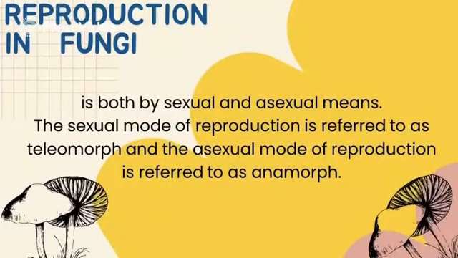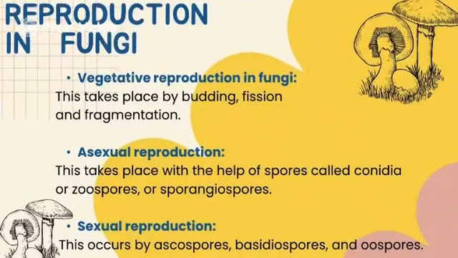Reproduction in fungi is both sexual and asexual. The sexual mode of reproduction is referred to as teleomorph, and the asexual mode of reproduction is referred to as anamorph. Vegetative reproduction in fungi takes place by budding, fission, and fragmentation. Asexual reproduction takes place with the help of spores called conidia, zoospores or sporangiospores. Sexual reproduction occurs by ascospores, basidiospores, and oospores.